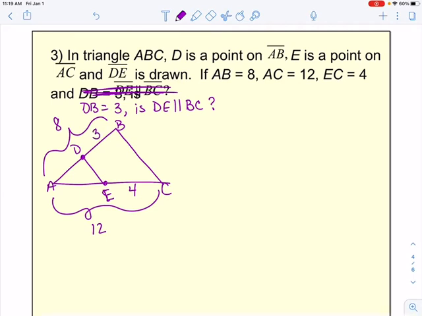Again, we want to know if these are parallel. Hey, I'm just going to fill in some pieces here. For example, I want to find out what AD is, just because I can. It's very simple to find. 8 minus 3 will give me an answer of 5. And let's do the same thing on the other side.